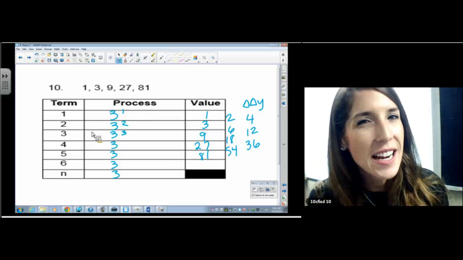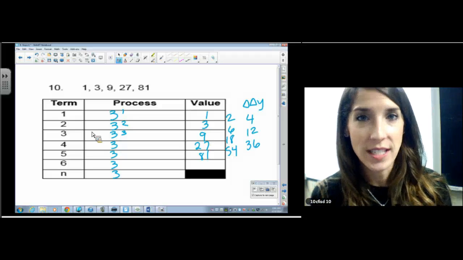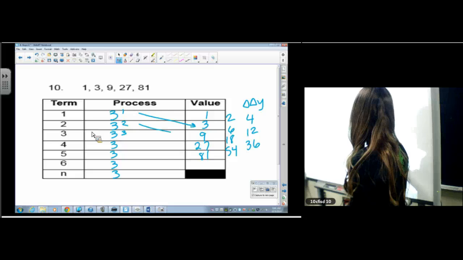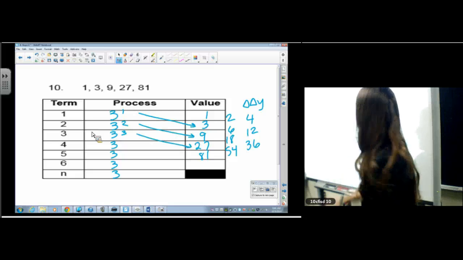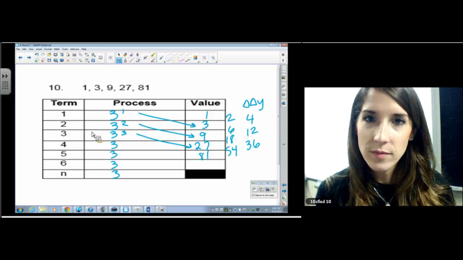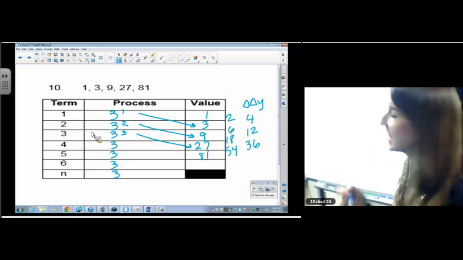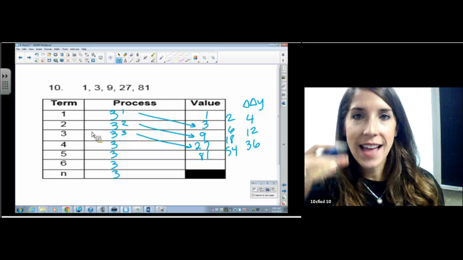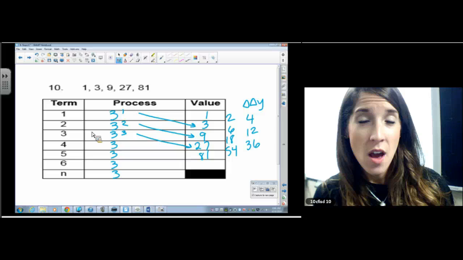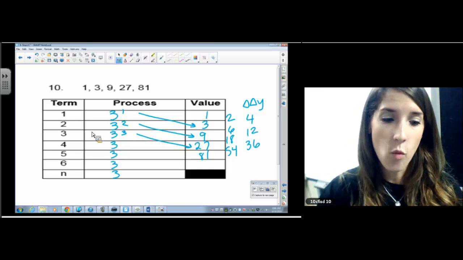But then I stare at it a little bit longer and I notice something. 3 to the 1 is 3. 3 to the 2 is 9. 3 to the 3 is 27. Do you see how they're equaling the very next value? So how I can fix that, how I can shift them all down 1, is just by subtracting 1 from the term. I want them all to shift down 1.